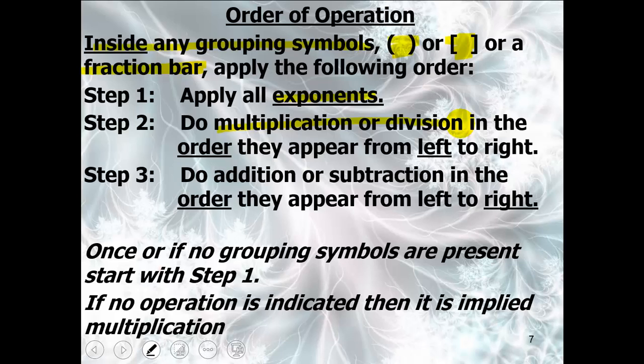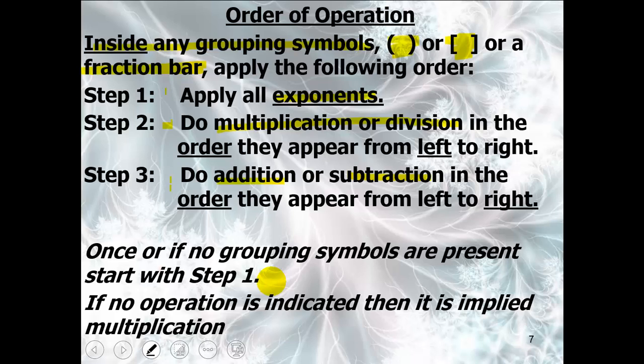So if division were to appear as you went from left to right, you would do division first. If multiplication appeared first as you went from left to right, you would do multiplication first. And then finally, you're going to do addition or subtraction in the order that they appear from left to right. So you're going to have to multiply before you add. And before you do that, you're going to evaluate all your exponents. Keep in mind that if no grouping symbols appear from the beginning, you just start with step 1.